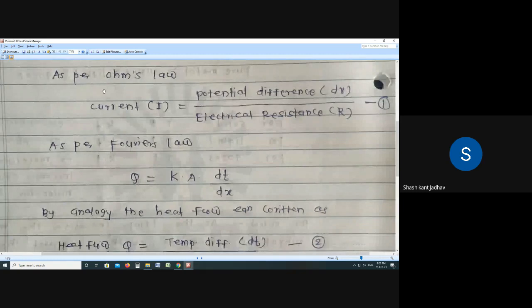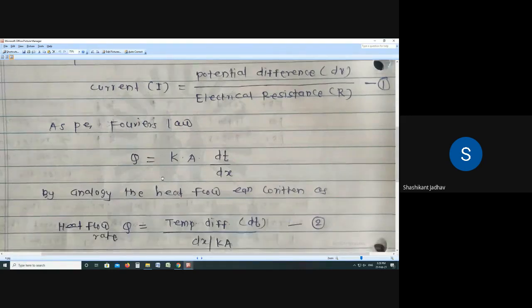Okay, so as per Ohm's law, current is equal to potential difference divided by electrical resistance. Means I is equal to dV by R. This current is flowing because of this potential difference, and this electrical resistance opposes the current. So this is the equation for one physical system, that is the electrical system. And for the heat transfer system there is one equation for conduction, that is Fourier's law. So what is the equation of Fourier's law? Q is equal to k into A into dt by dx.